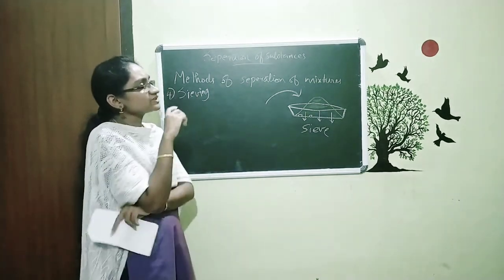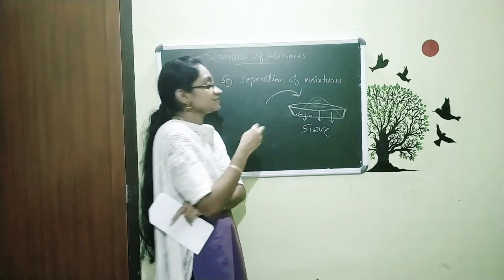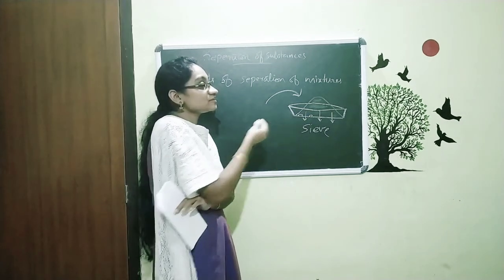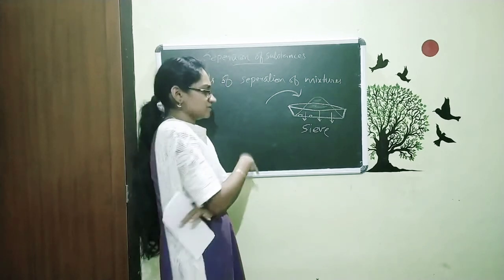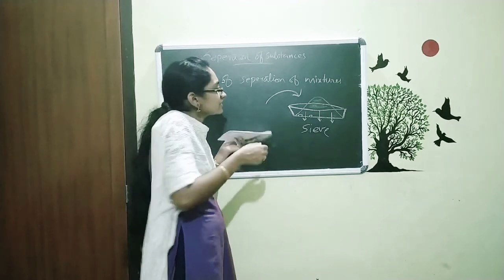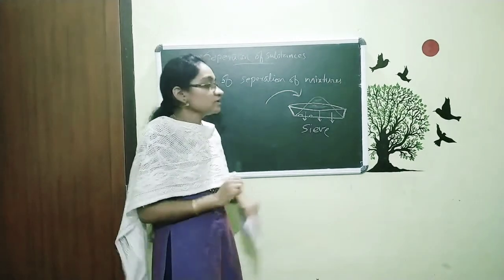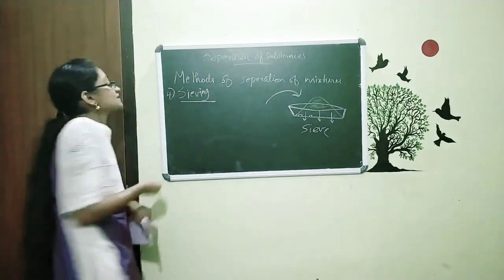Why are we not using hand picking? Sometimes the particle is much smaller. Sometimes the particle is like the powder of soil. So it is not possible to do hand picking. Or when we do winnowing, what happens? All the powder will fly. So that is also not possible. The proper method is sieving.